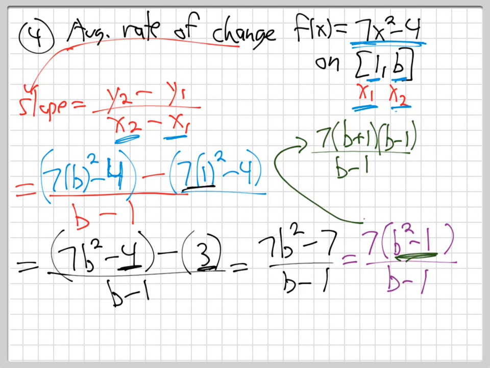we can shop at Costco because we can buy the whole package. Right? The b minus 1 can now cancel. We're buying the whole package, so that's okay. So what are we left with?